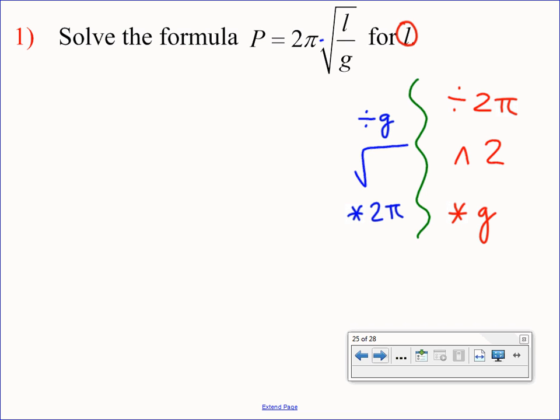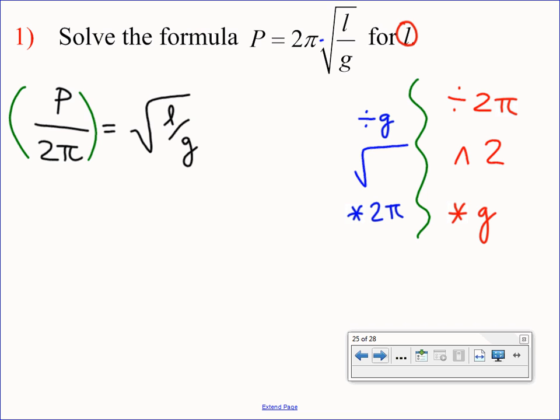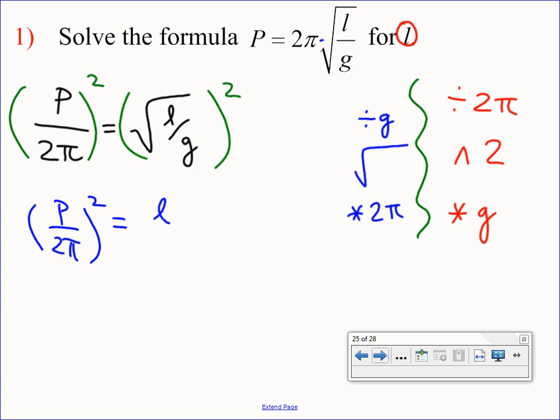Let's try it. So solving steps. Multiply both sides by G is my first. I'm sorry. Divide both sides by 2 pi is my first step. So T over 2 pi equals, dividing both sides by 2 pi gets rid of the 2 pi, and I get root L over G. Next step, square both sides. So my middle solving step was square both sides. What does that do? Well, I get T over 2 pi quantity squared equals, and the square root squared gets L over G alone.